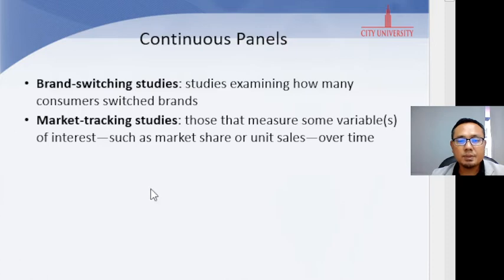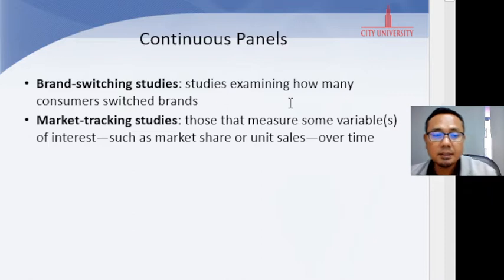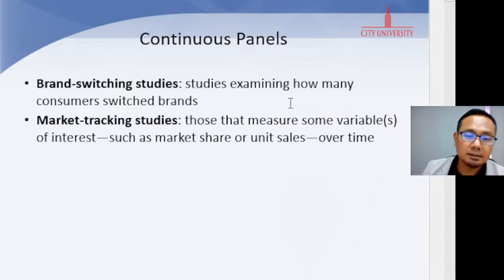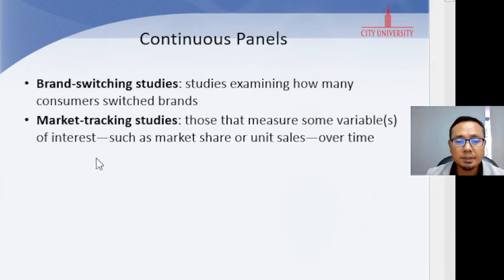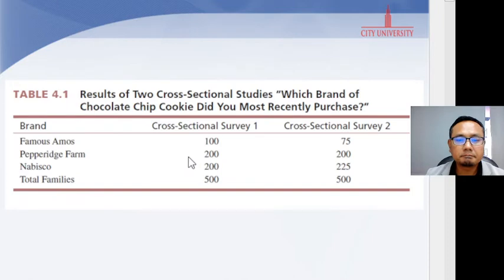Okay. So under continuous panels, we use brand switching studies. These studies examine how many consumers switch brands. And then there are market tracking studies, those that measure some variable of interest, such as market share or unit sales, over time.